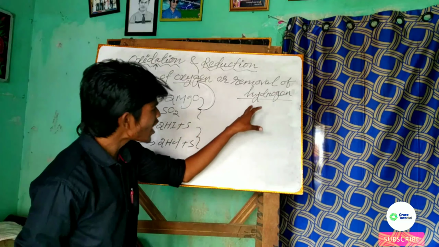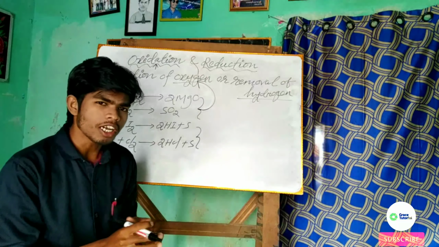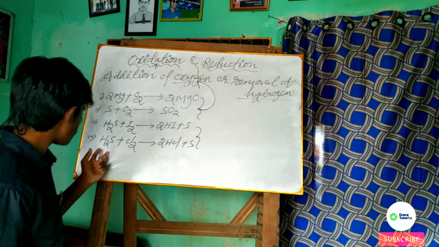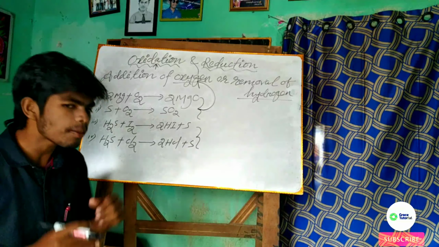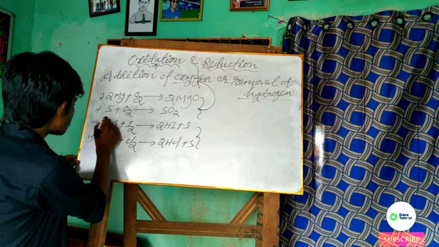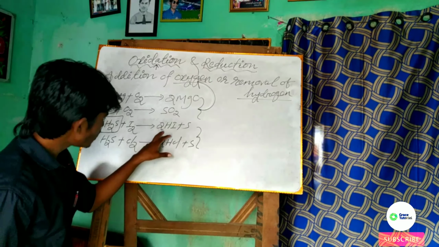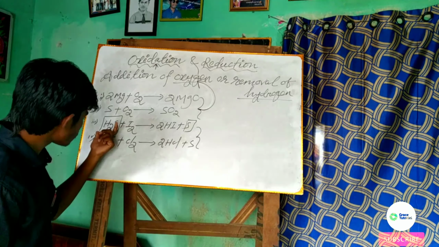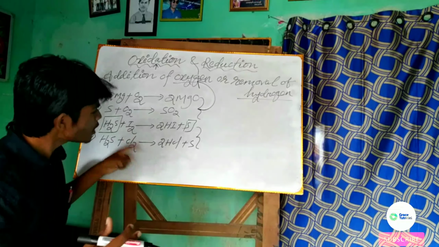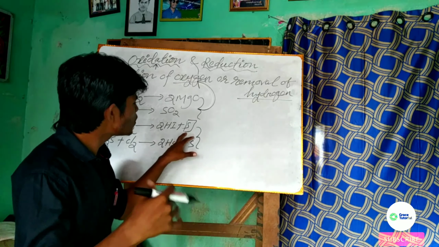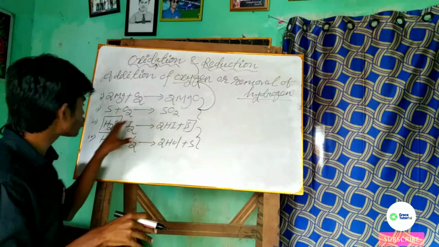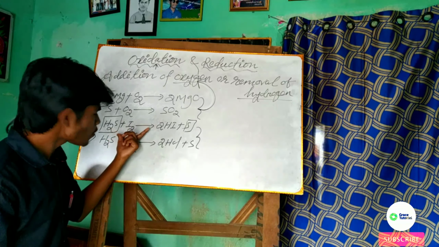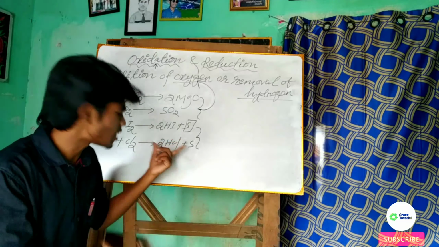Similarly, the removal of hydrogen from a substance is also known as oxidation. So look at reaction number 3 and reaction number 4. It's very easy to understand, my dear students. Here we have hydrogen sulfide and on the product side we have only sulfur. That means the hydrogen from the hydrogen sulfide has been removed to form sulfur. So this is the reaction of the removal of hydrogen.